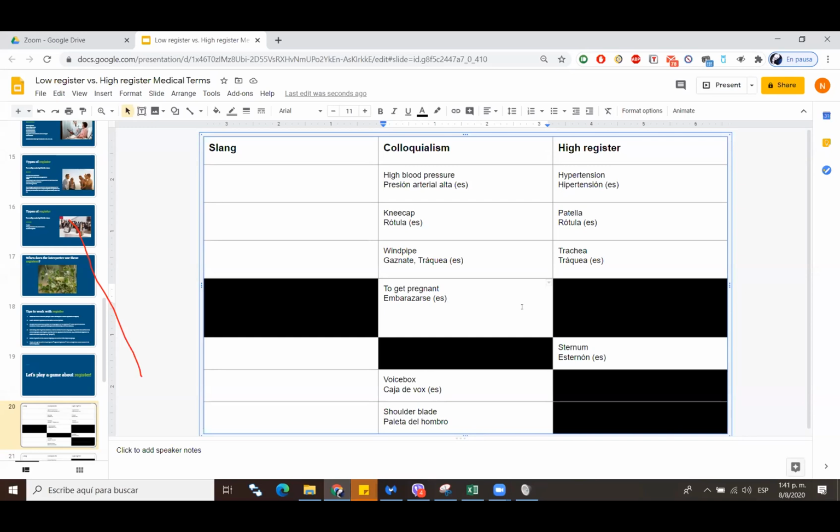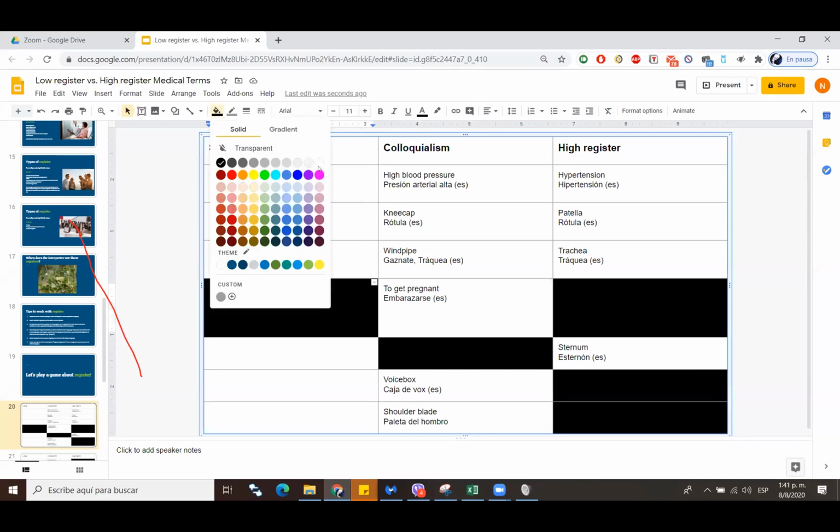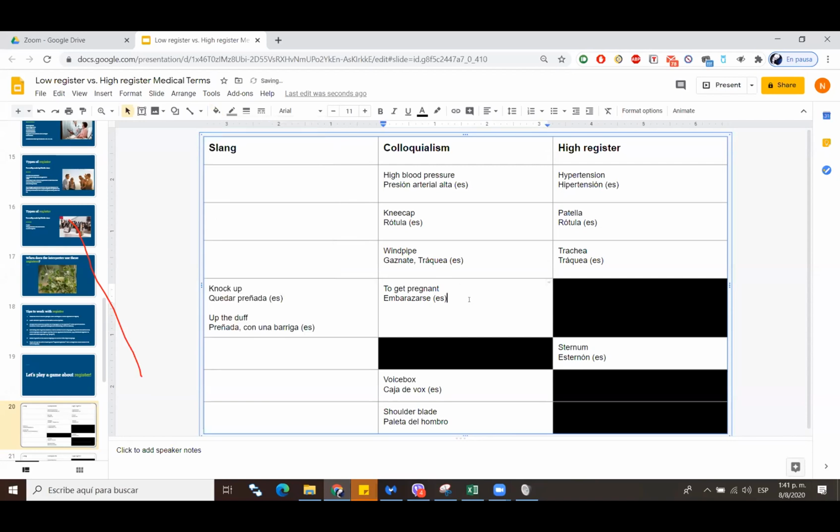Okay, so let's see who can come up with a slang for to get pregnant. I know there are many slangs. Knocked up? Yes. Up is a good one. Yeah, knocked up and up the duff. I found that one the other day. How about a bun in the oven? Yes, I read that one as well. There are many registers for that.